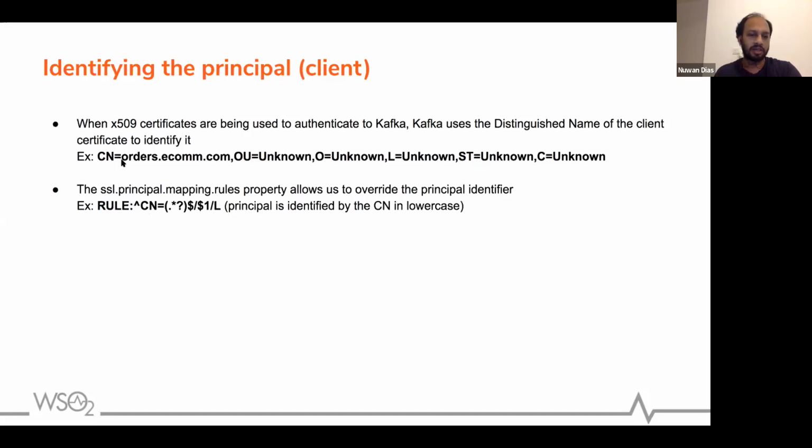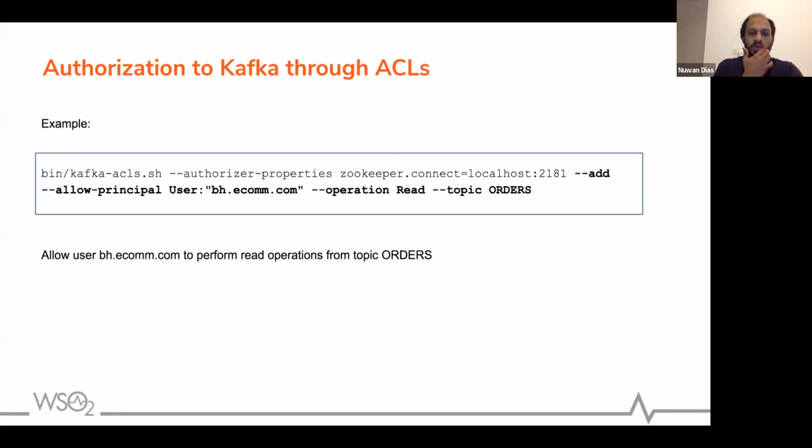So if you look at this example on the top, what that means is Kafka will consider this string only, like the orders.ecom.com string only, as the user identifier. So it will use that as a way of identifying the user. I hope it's clear now how Kafka can identify users using the details in the certificates.